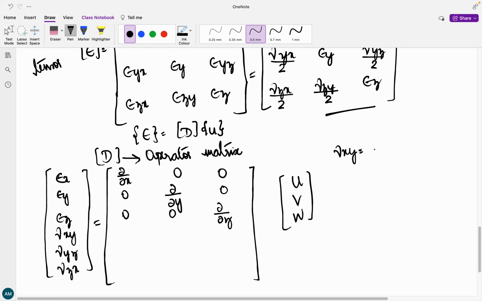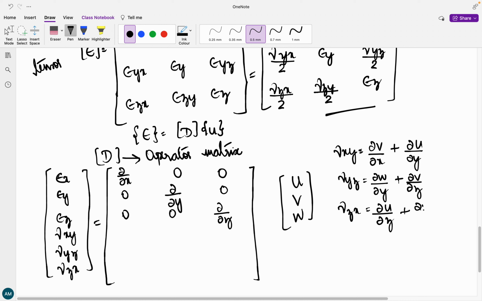What is gamma xy? Gamma xy is nothing but dou v by dou x plus dou u by dou y. Then gamma yz is dou w by dou y plus dou v by dou z. Then gamma zx is dou u by dou z plus dou w by dou x. So for gamma xy, the first term is dou v by dou x and the second one is dou u by dou y.